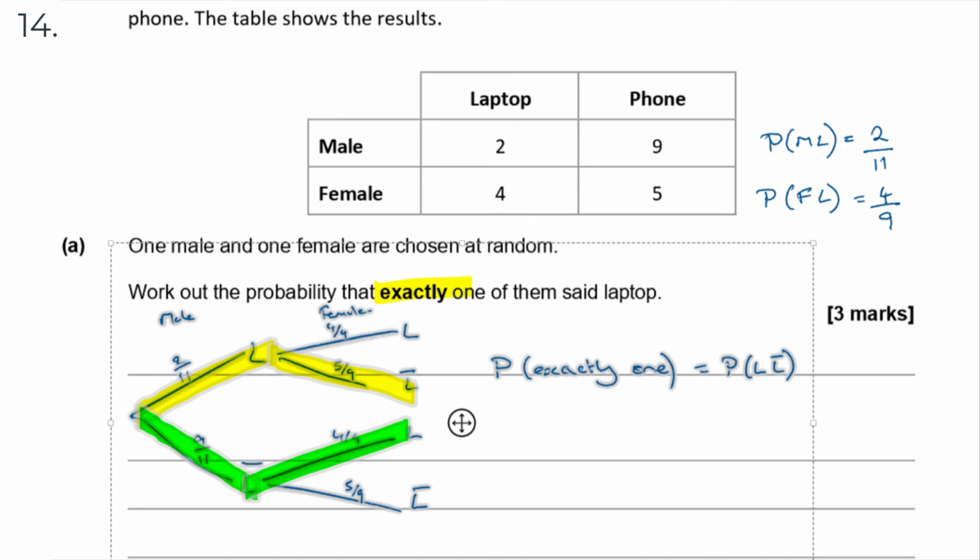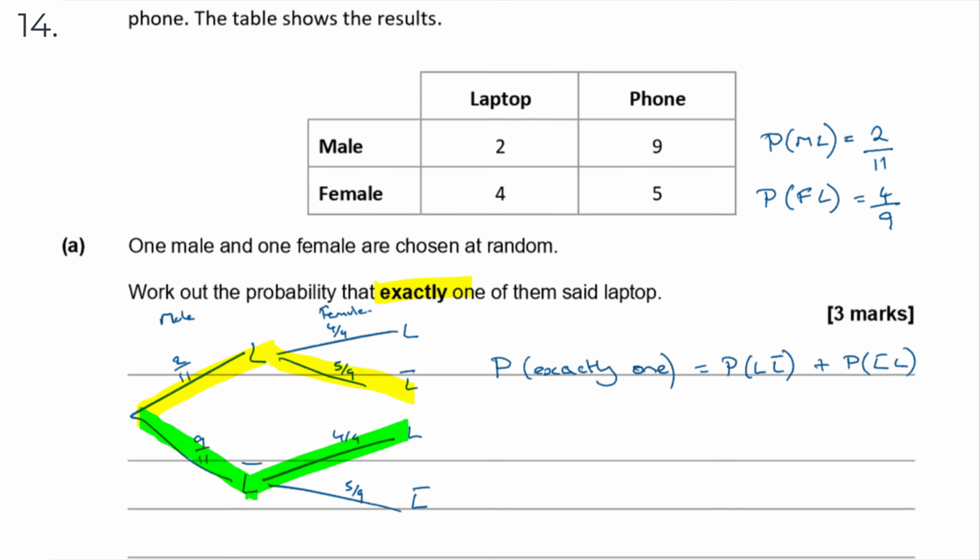Yeah, that fits better. Okay, so the probability of exactly one was the probability of laptop for the boy, not laptop for the girl, plus the probability of not laptop, laptop. Okay, so probability of laptop, not laptop, that's the yellow route. And that is going to be 2/11 times 5/9.